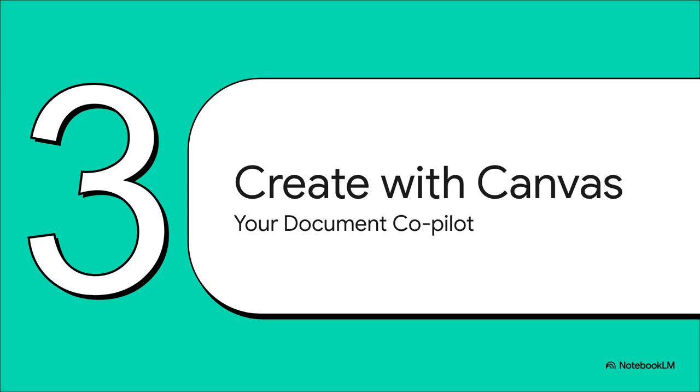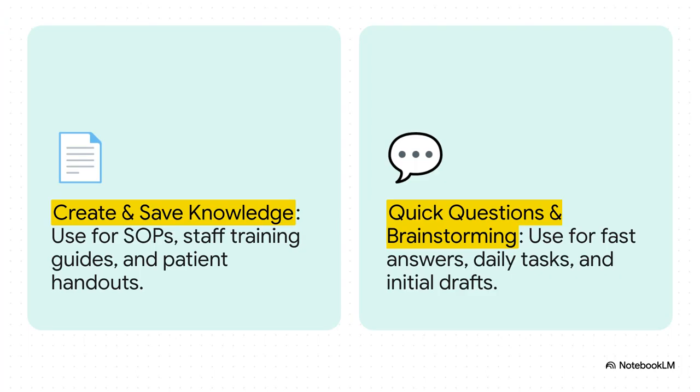Okay, so chatting with your AI experts is amazing. But what happens when you need to create something more permanent? Like a standard operating procedure, or maybe a patient handout? Well, for that, you've got Canvas. Think of it as your document co-pilot. So, when do you use a regular chat versus when do you use Canvas?